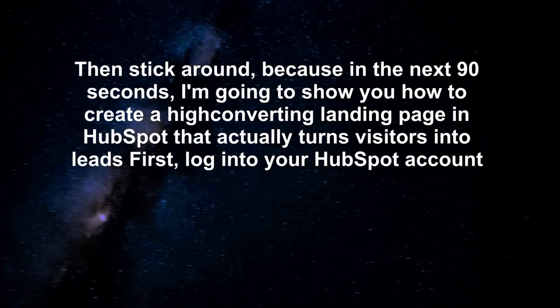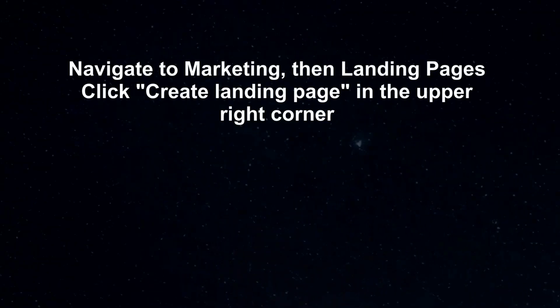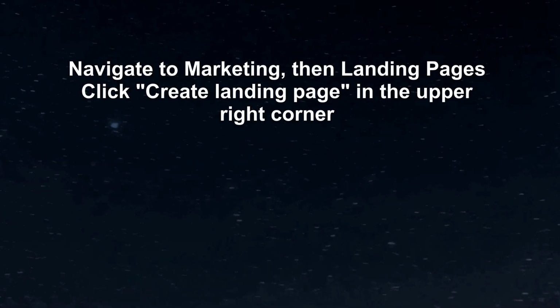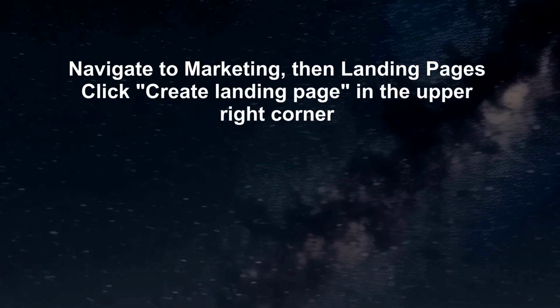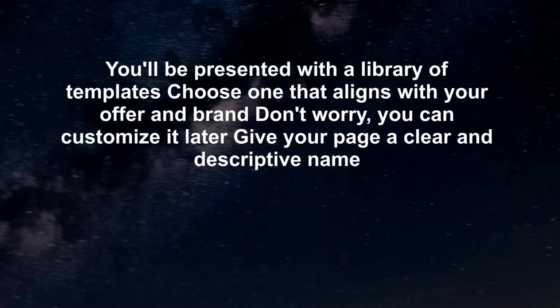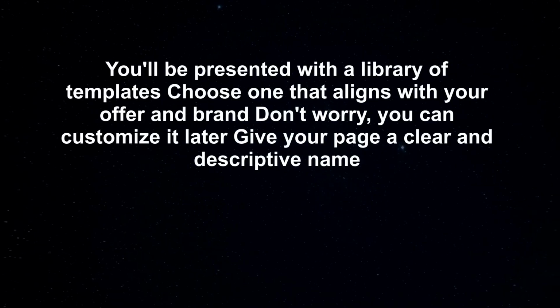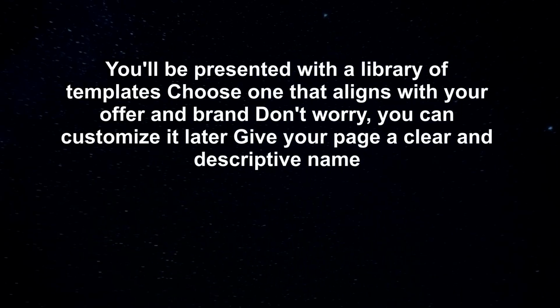First, log into your HubSpot account. Navigate to Marketing, then Landing Pages, and click Create Landing Page in the upper right corner. You'll be presented with a library of templates. Choose one that aligns with your offer and brand. Don't worry, you can customize it later.